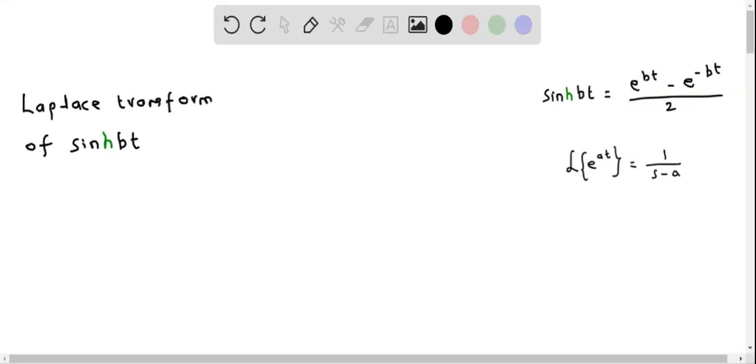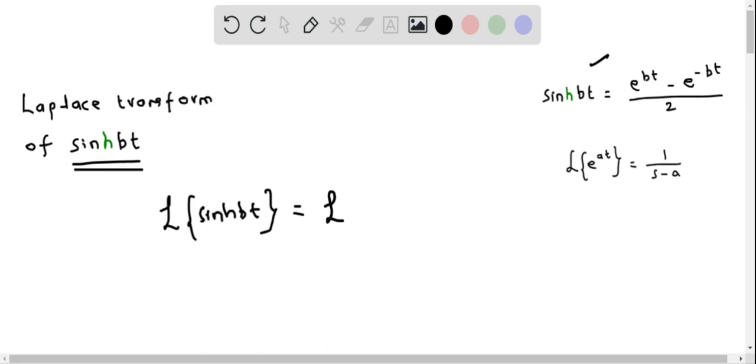Let's see how to determine the Laplace transform of sine hyperbolic bt. So I write Laplace transform of sine hyperbolic bt. I'm going to use the definition of sine hyperbolic bt, which is given as e power bt minus e power negative bt over 2. So I replace this sine hyperbolic bt as e power bt minus e power negative bt over 2.